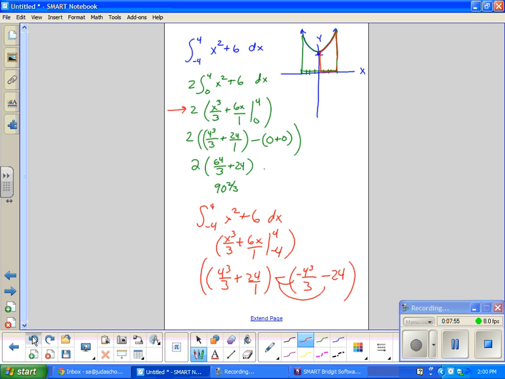All right. So again, when we see functions and we can picture what's going on, we can save ourselves quite a bit of math. All right. Keep practicing. Definite integrals, area under the curve.